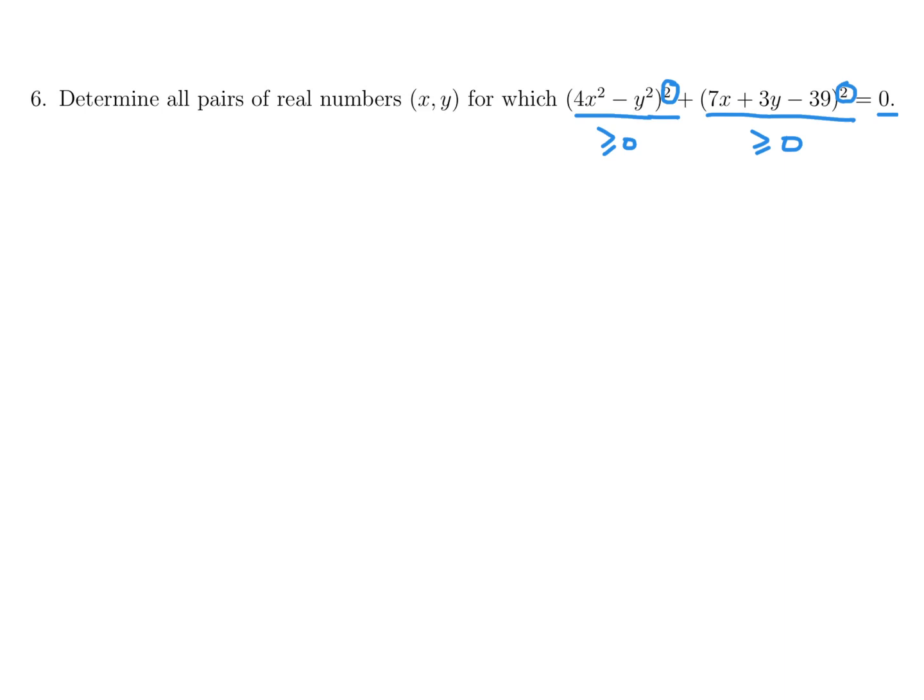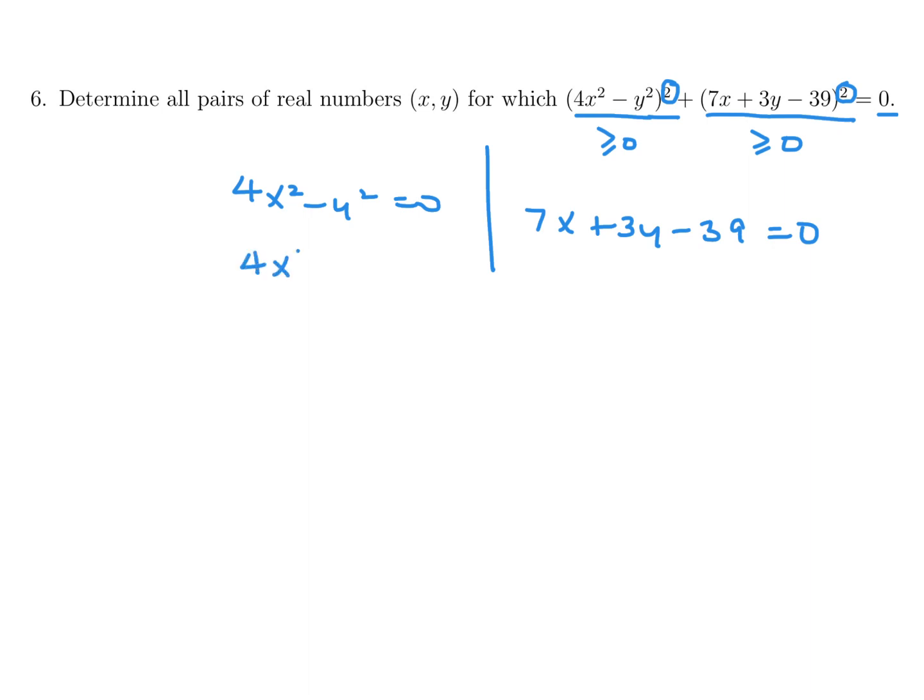If something is squared, it's going to be positive, or it could be equal to 0. But since this plus that equals 0, both of them have to be 0. So that means that 4x squared minus y squared is 0, and it also means that 7x plus 3y minus 39 is equal to 0. That's the only way that this equation could ever work. Okay, so let's do this.